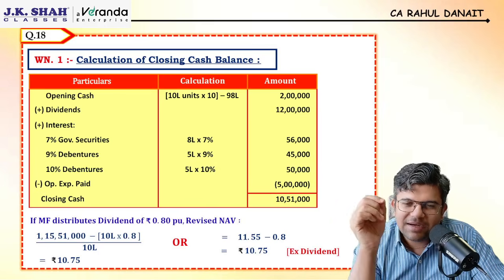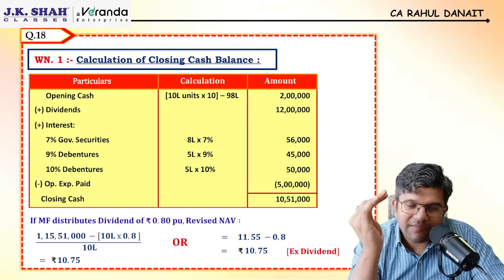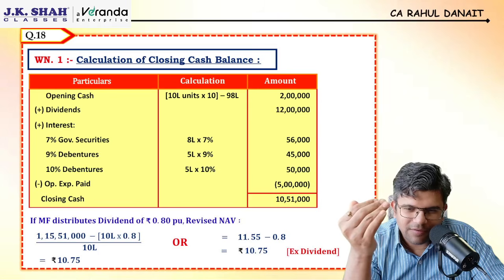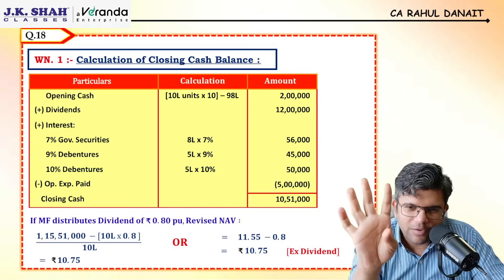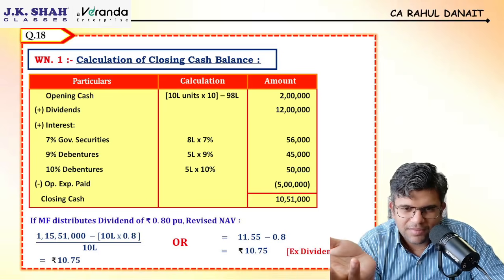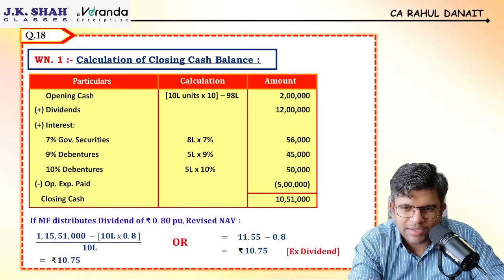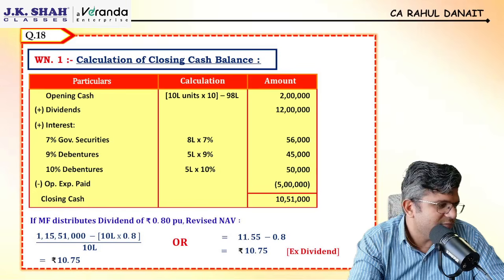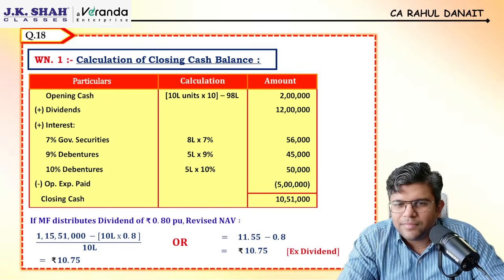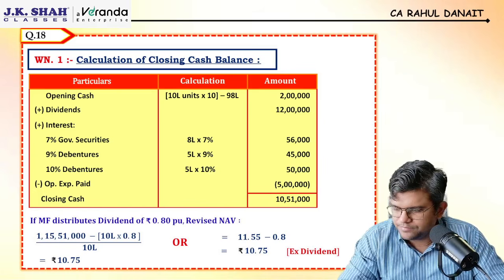Did you understand that 11.55 was like a cum dividend NAV, cumulative of dividend, minus 0.8 dividend? Can I say that it will become ex dividend? Simple. Pakka, no? Clear? If Pakka, give me PAKKA on chat box. Enough of Y now. PAKKA, please. Just for time pass. Sure? Okay. So please copy this last part down.